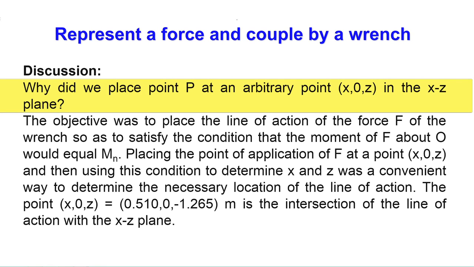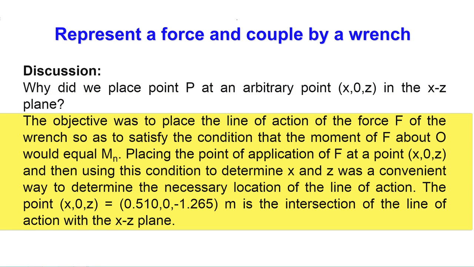And why do we place the point P on the arbitrary x 0 z, in the xz plane? The objective was to place the line of action of force of the range so as to satisfy the condition that the moment of F about O is equal to Mn. So, Mn we have to generate, that is why we took the line of action for finding that. Other ways also we can find out.